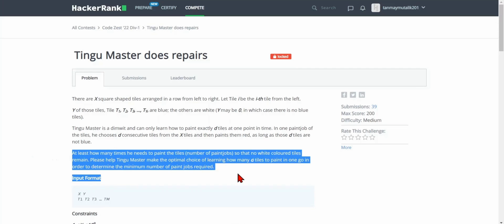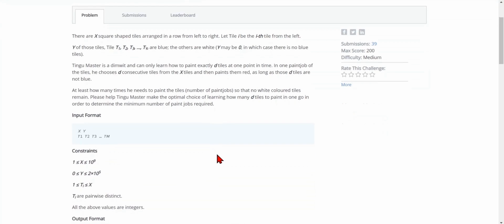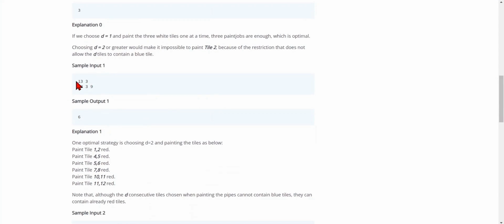So the question here is: at least how many paint jobs are required so that no white tiles remain. Let's take an example input. Let's say x equals 13, that is the number of tiles, y equals 3, that is the number of blue colored tiles, and the tiles that are blue are the third, ninth, and 13th tile.